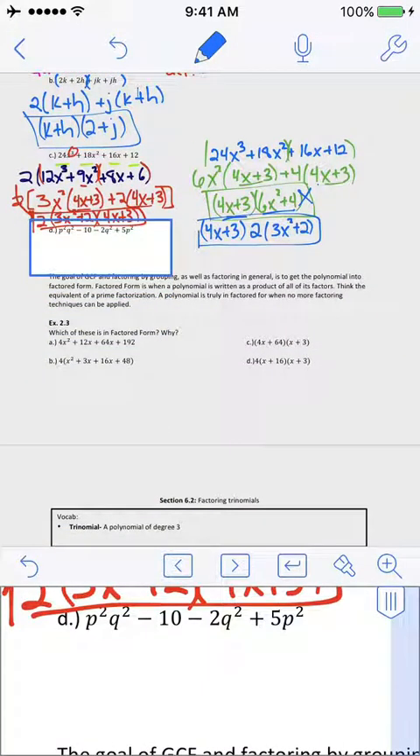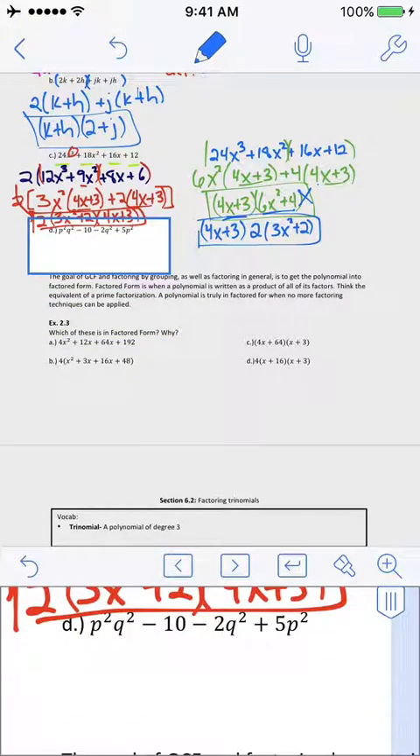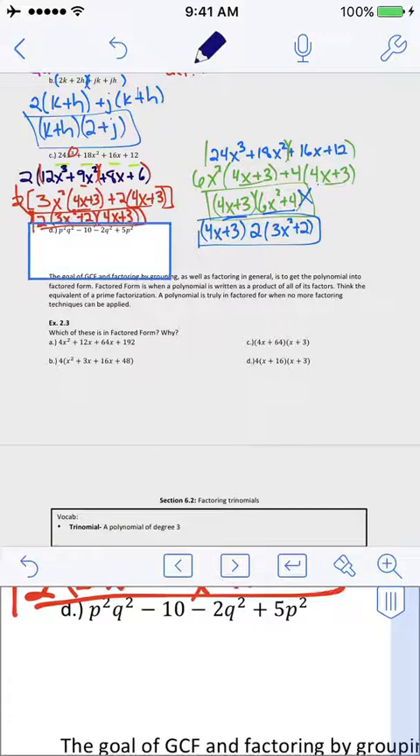Now let's try, well, first let's do this first. So let's try this one. Let's see. I've got p squared q squared minus 10 minus 2q squared plus 5p squared. I notice there isn't a p or q throughout, right? And there isn't a coefficient on the first one. So their GCF across the board is in fact 1. Okay, GCF is 1. That's fine. Okie dokie. Now let's try factoring by grouping.